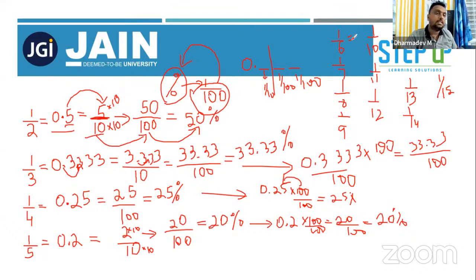1 by 6, 1 by 7, 1 by 8, 1 by 9, 1 by 10, 1 by 11, 1 by 12, 1 by 13, 1 by 14, and 1 by 15. Decimal value, fraction, and percentage. Okay with that? Any questions?